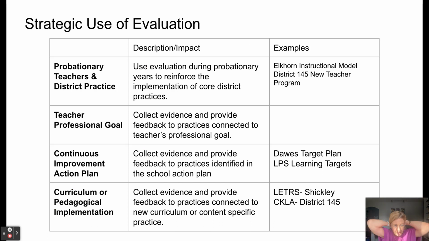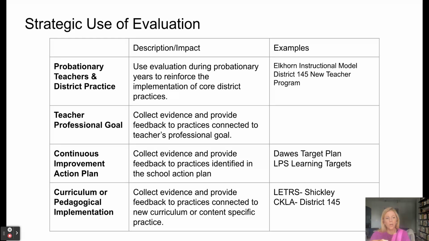And so I just want to connect this to some of the things I've been reading in your own evaluation practices. And so I think there are 4 main approaches to being strategic. So one thing you could do is just focus your collection differently for probationary teachers. So you can use that evaluation period to strategically start building specific practices.